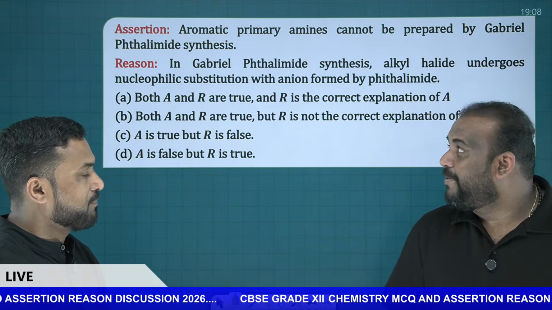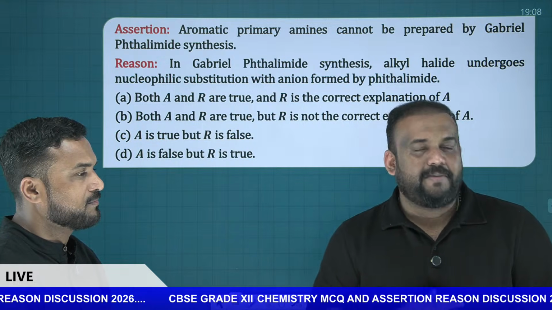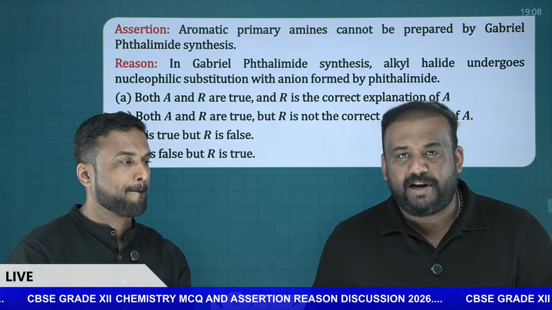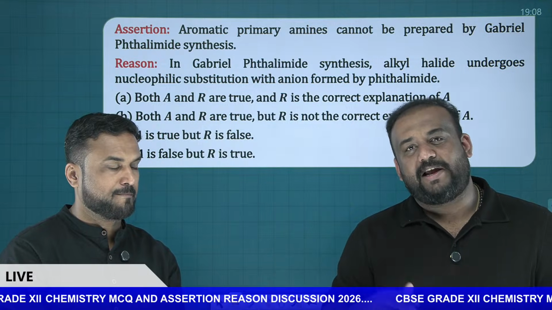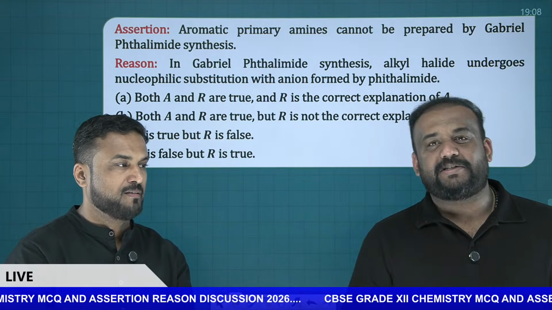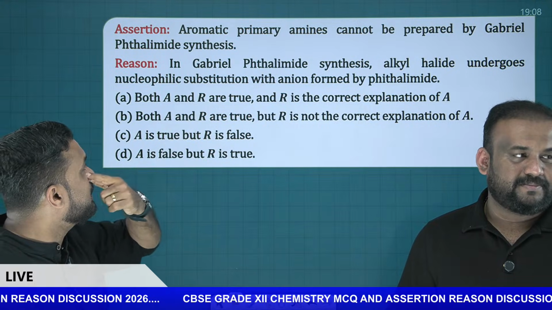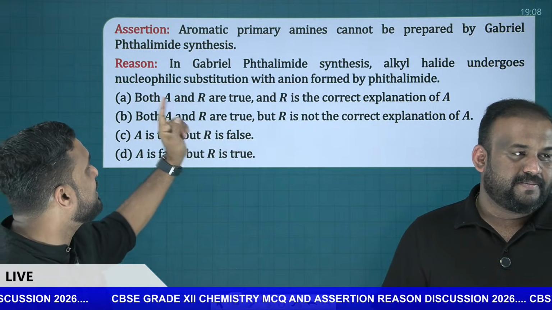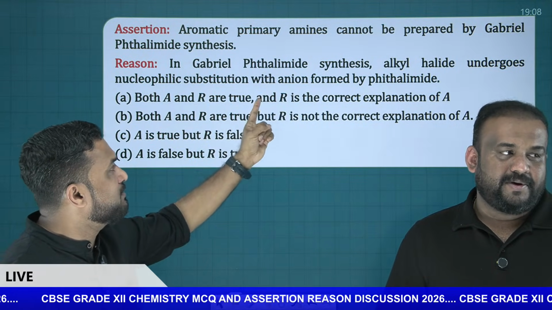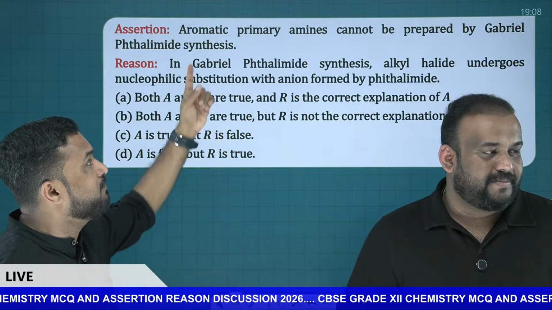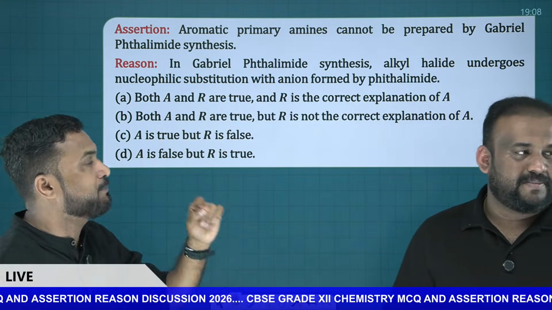Aromatic primary amines cannot be prepared by Gabriel phthalimide. That is true, because in Gabriel phthalimide, if you want to prepare an aromatic primary amine, you have to take an aryl halide, and aryl halides do not undergo nucleophilic substitution. So that statement is correct. The reason statement you read, that in Gabriel phthalimide synthesis alkyl halide undergoes electrophilic substitution with the anion formed by phthalimide, is also correct, but that is not the correct explanation why they do not give aromatic primary amine.